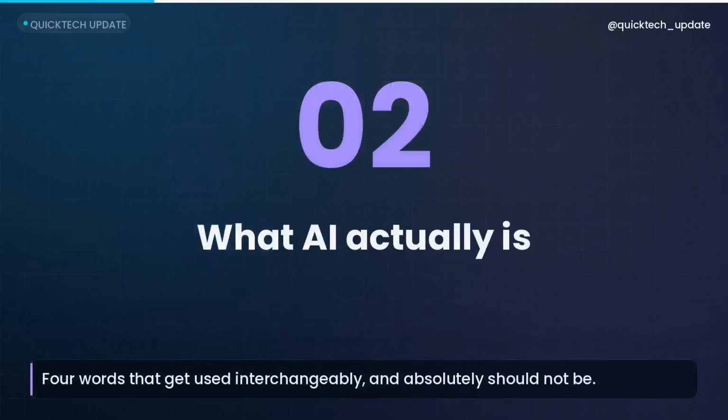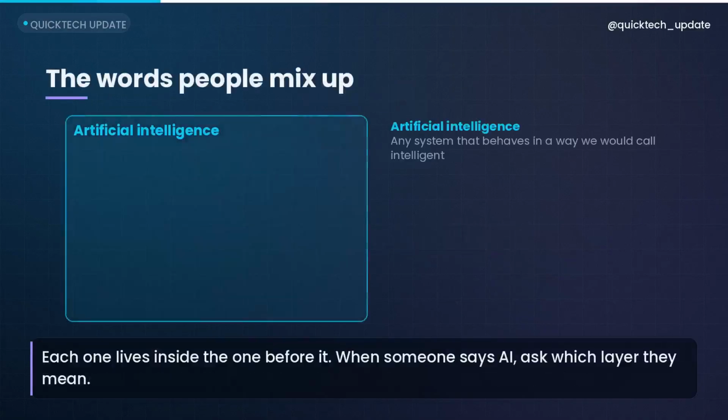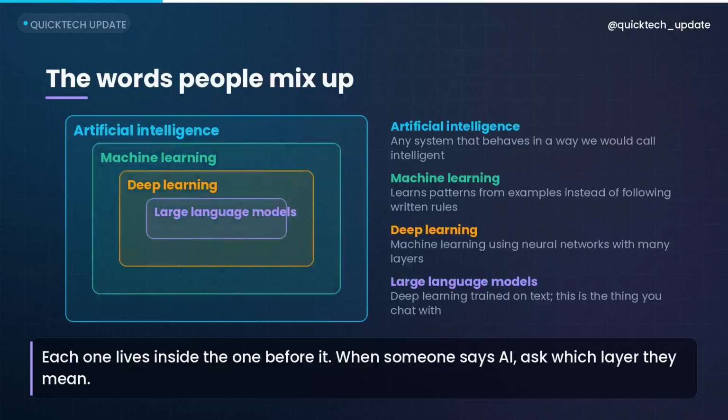So let's talk about what AI actually is. Because 4 words get used interchangeably, and they really shouldn't be. Artificial intelligence is the outermost idea, any system behaving in a way we'd call intelligent. Inside that sits machine learning, which learns patterns from examples instead of following rules a human wrote. Inside that, deep learning, machine learning using neural networks with many layers. And inside that, large language models, the thing you actually chat with. Next time somebody says AI, ask which layer they mean.